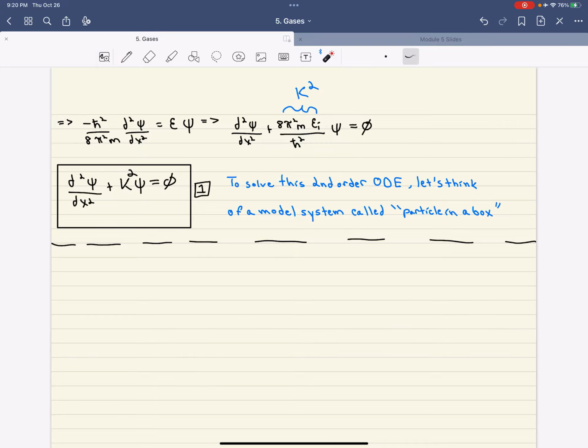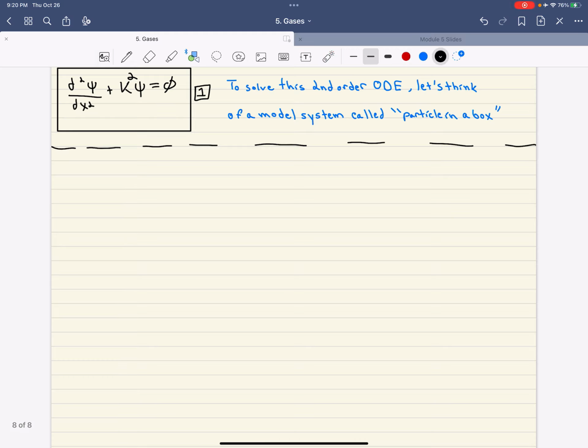And so in order to solve our differential equation, we're going to think about a sort of model system called a particle in a box. And so this is just going to be a framework for describing our ideal gas. And so with this particle in a box model system, we're going to think about literally a box that looks like this. And, where the x-axis, we're just going to think of one direction, x, which goes from 0 to L.